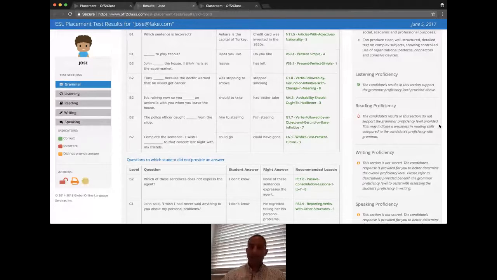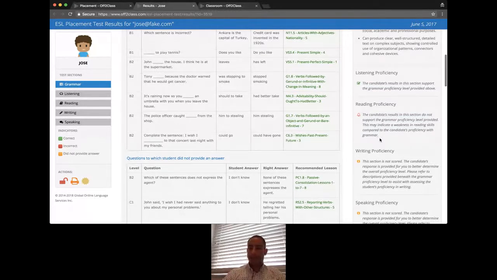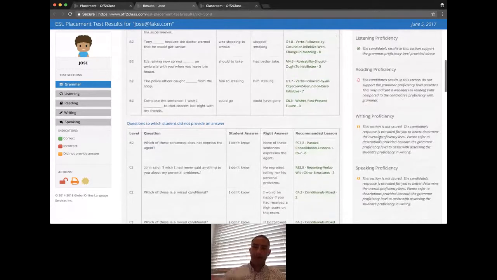And we tell you here whether the student's listening score or reading score supports or does not support the grammar proficiency level. And again, for the ELA teacher who's trying to build a profile on day one, this is hugely helpful. Should I be focusing on listening? Should I be focusing on reading? And generally, who is this student and what does the profile look like?